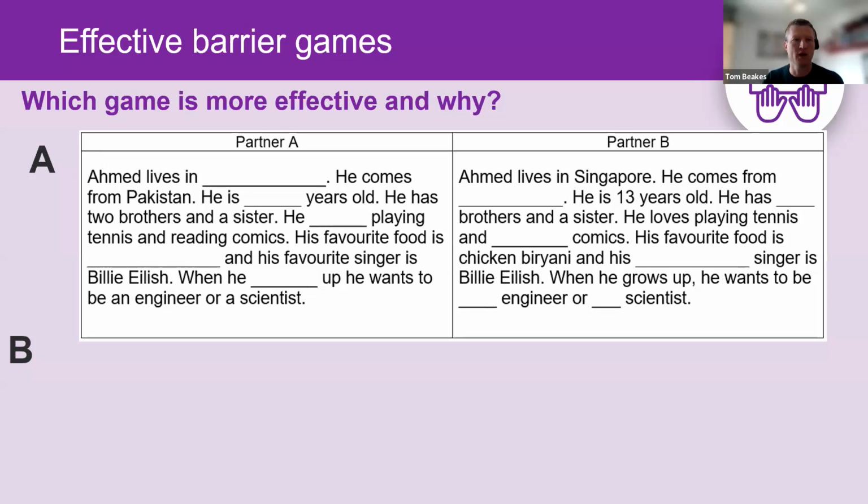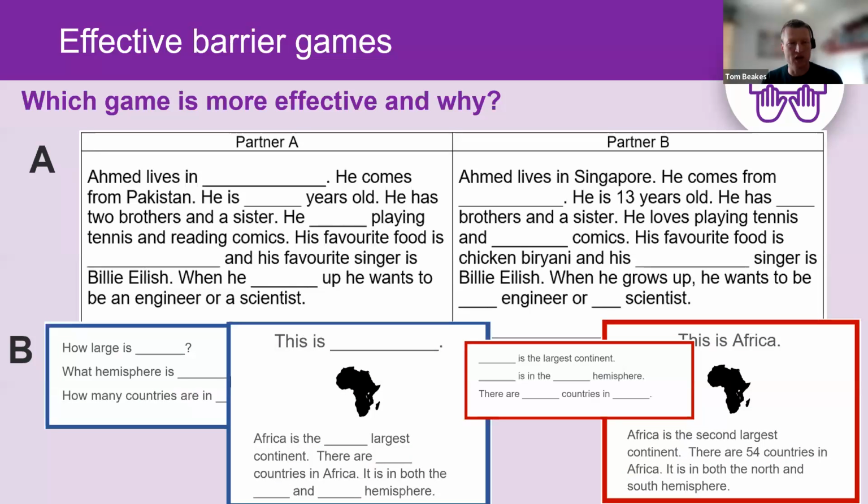So partner A has Ahmed lives in blank. So partner A would ask partner B, where does Ahmed live, to get that information. So it's a simple question and answer kind of gap fill. And the second example is a similar kind of gap fill. This time there's partner A, or a blue partner, and a red partner, partner B. This is obviously focused on geography in this case, and you can see that they've each got information with gaps and some prompts as well to help them.